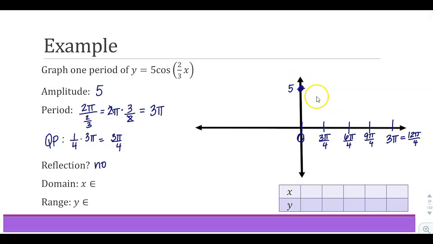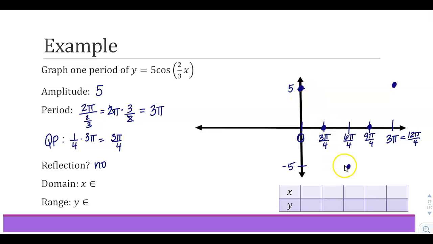And then the cosine function, after starting at the amplitude, goes down to get to the next tick mark where it's on the x-axis. So I'm at 3 pi over 4, 0. And then I go all the way down to negative of the amplitude. So 6 pi over 4 is going to be over here, down here at negative 5. Then back to the x-axis. And then at 3 pi, I have to end up where I started, up at positive 5.